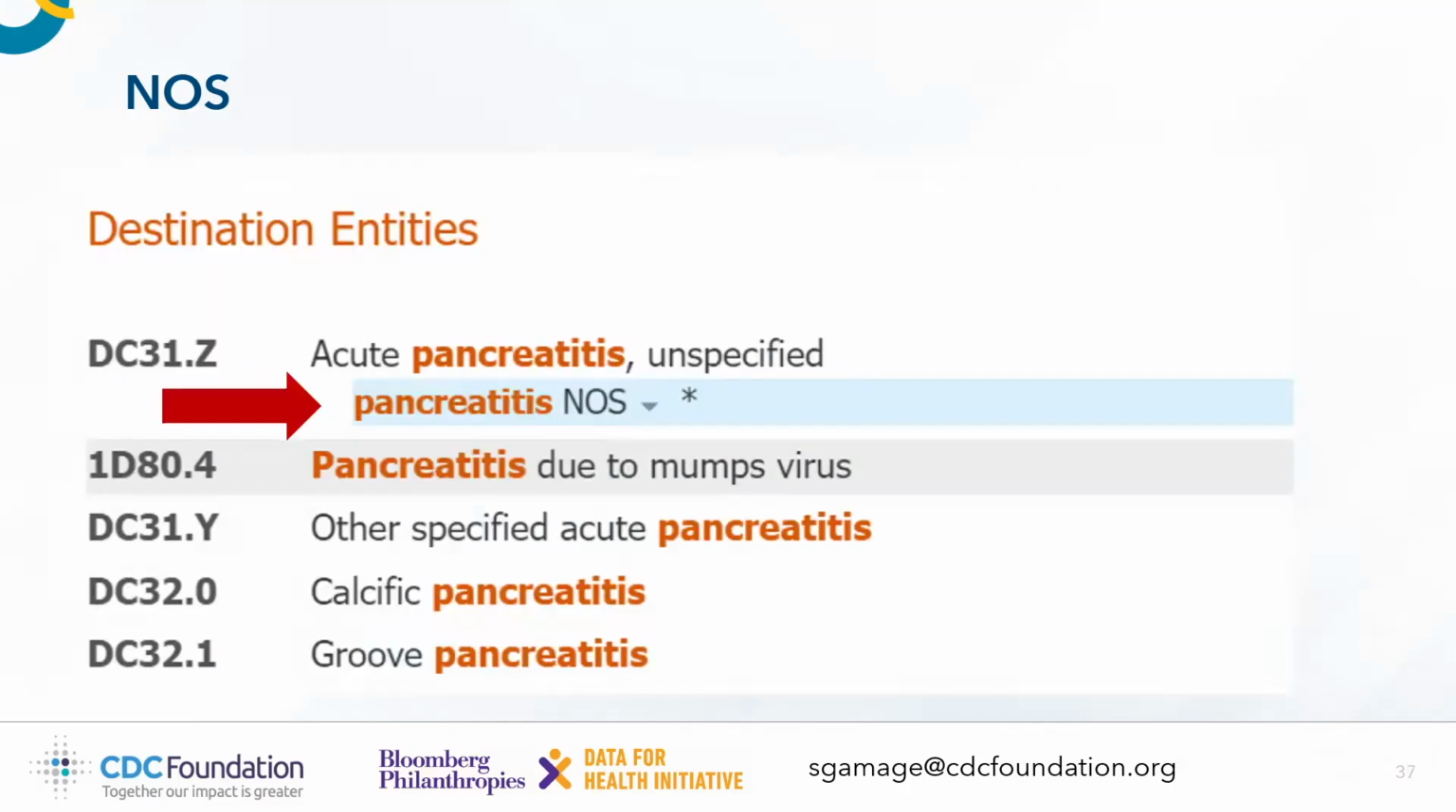Here is another example, DC31.Z, acute pancreatitis unspecified, pancreatitis not otherwise specified. If it is just pancreatitis without any specificity of the type of pancreatitis, you may use this code.